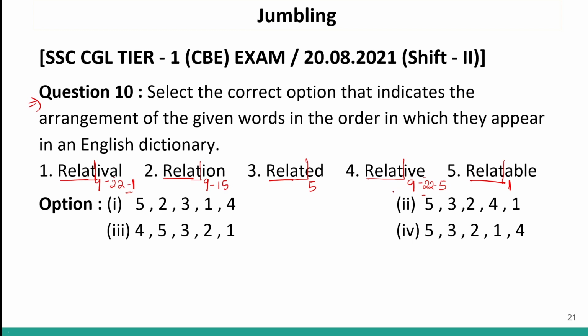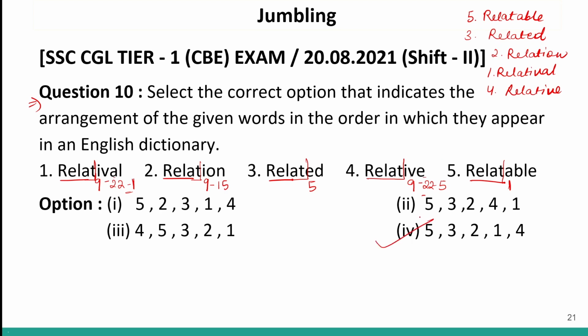So now the correct order will be, the first word will be relatable. The second word will be related. The third word will be relation. The fourth word will be relatable. And the last word will be relative. So the correct sequence is 53214, and 53214 is given in option number 4. So option number 4 will be the correct sequence.